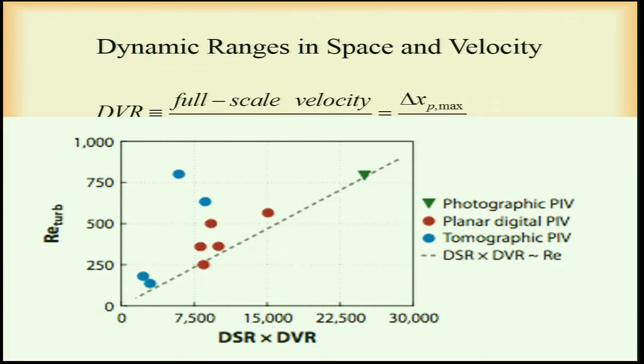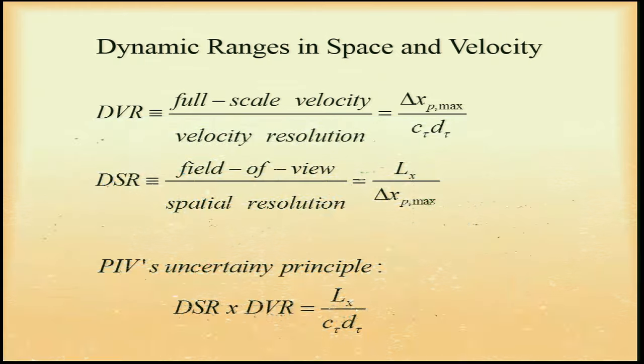Again, Jerry did this in a chapter we wrote for annual reviews. So this is the product, DSR times DVR. So it's a measure of PIV quality versus Reynolds number. And this is in turbulent flows where you really want to have both a large DVR and a large DSR. And so you can see it more or less follows a straight line here. And all of these are digital camera, and then this is a film, okay? And of course, the film is winning because it's got a big LX.